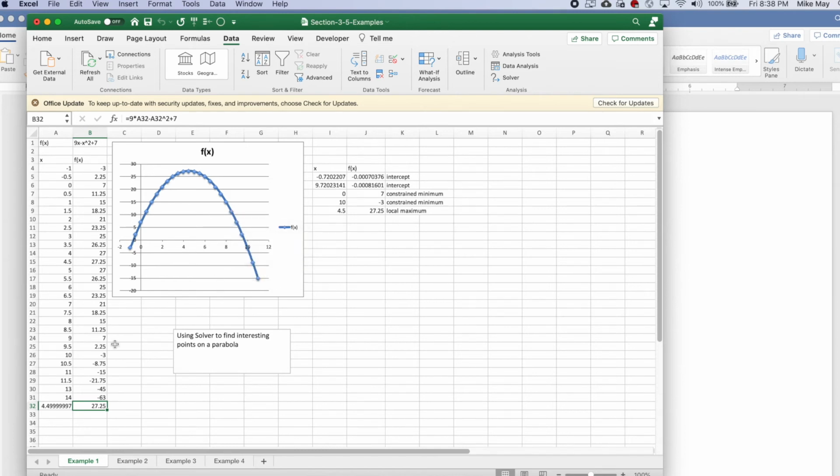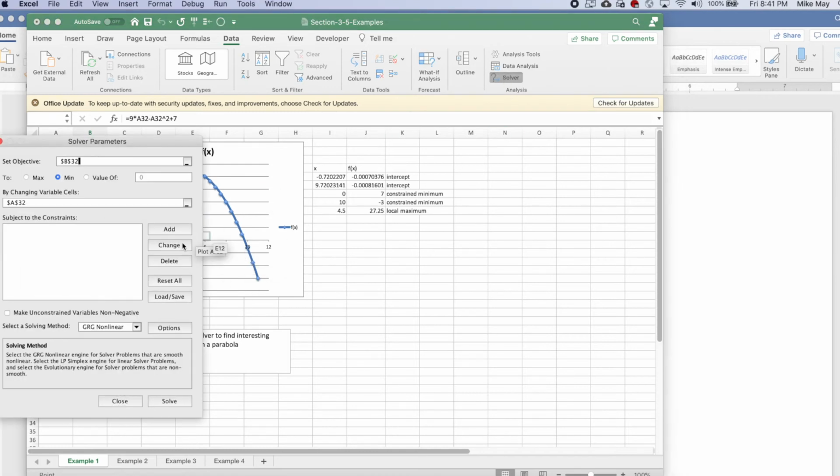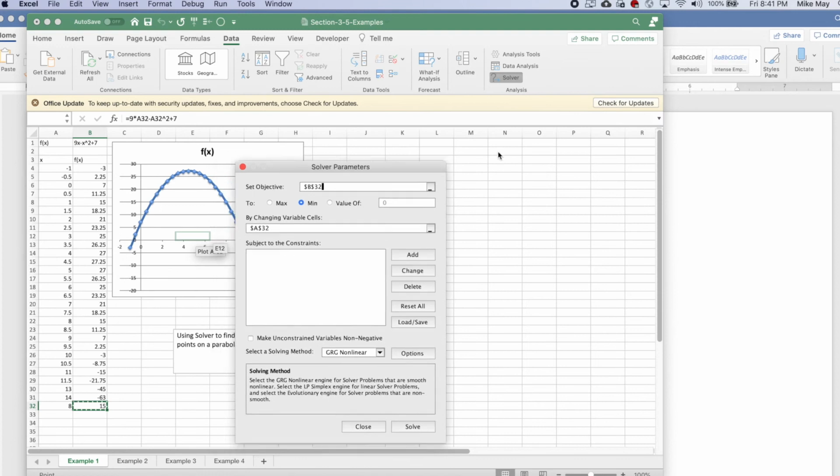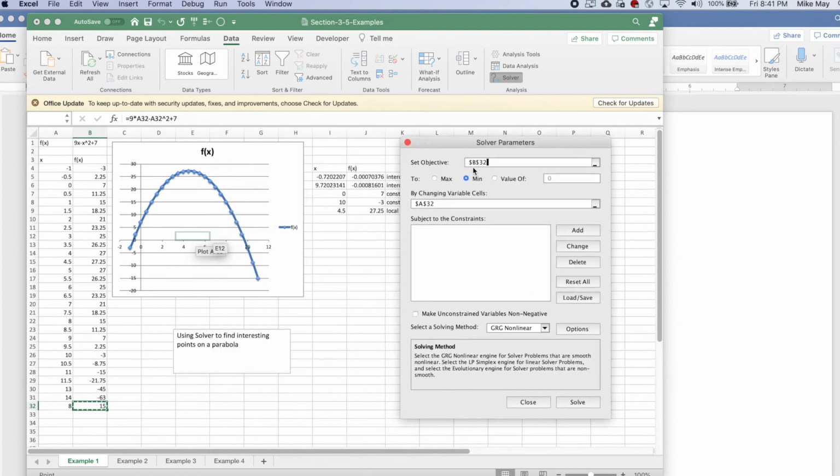Now the next thing is I want a minimum, but I'm starting at this side and I don't let myself go past 10. So I'd like to find a constrained minimum. I want to go on this side, but I can't go past 10. So I'm going to pull up Solver. B32 is what I'm trying to minimize in this case. I'm going to change A32.